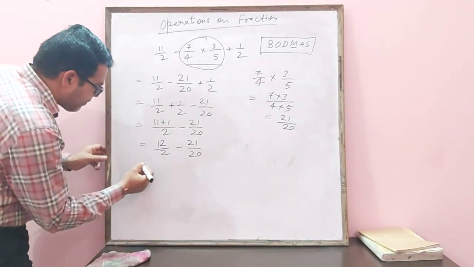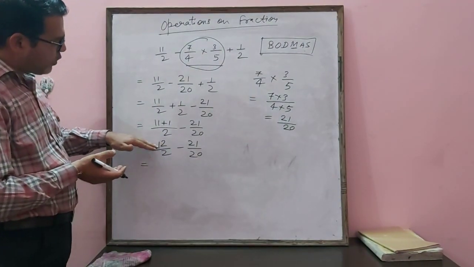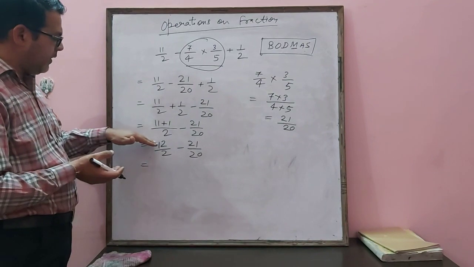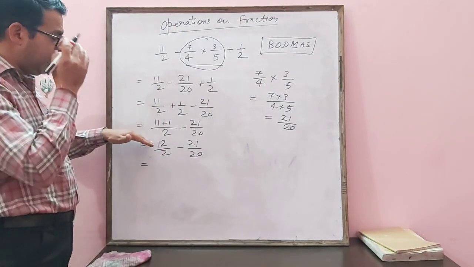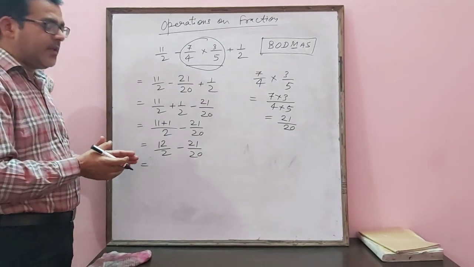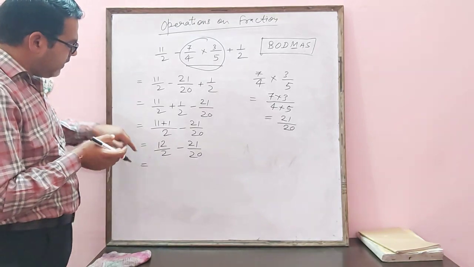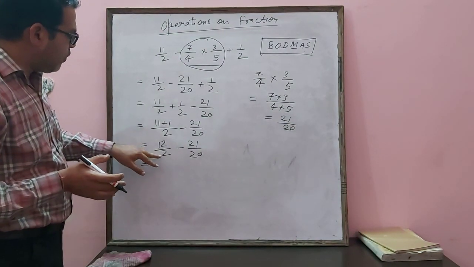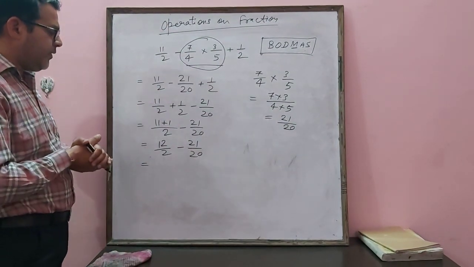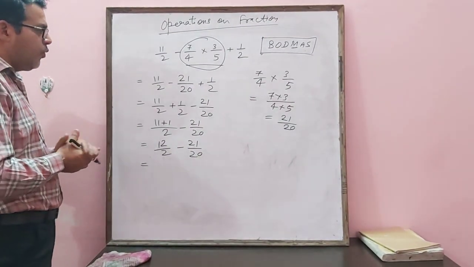Now we can subtract. You can see here, although we can simplify 12 by 2 since it is divisible, 6 times, and we will get a whole number, we would still have to take the LCM, so I am not simplifying it. You just do it as it is. So 2 and 20, these two are the denominators. First we need to take the LCM of 2 and 20.